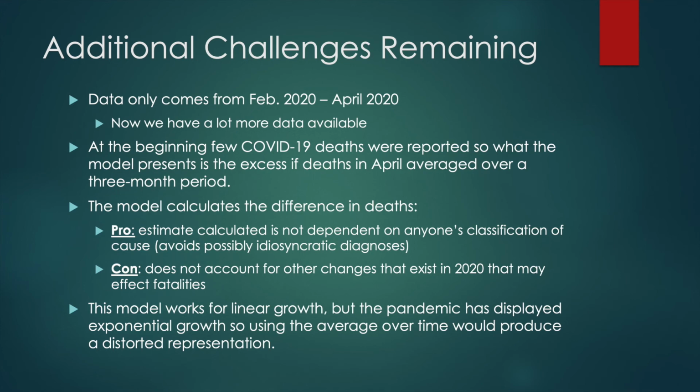A pro of this means that the estimates calculated are not dependent on anyone's classification of cause. It avoids possible idiosyncrasies of diagnoses. But a con means that it does not account for other changes that exist in 2020 that may affect fatalities. We saw this in the motor vehicle fatalities being reduced for that age group 45 through 54. The model also works for linear growth, but what we've been seeing is that the pandemic displays exponential growth. So using the average over time produces a distorted representation and might not be applicable at the moment.